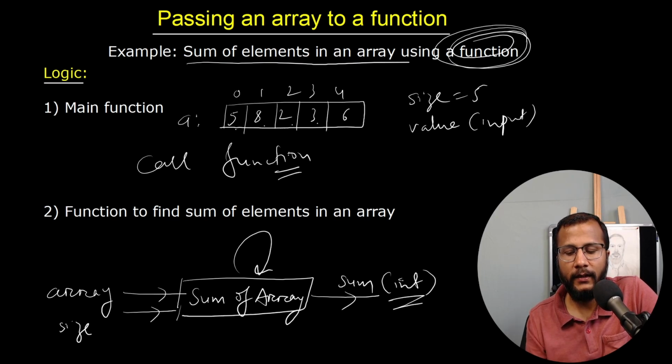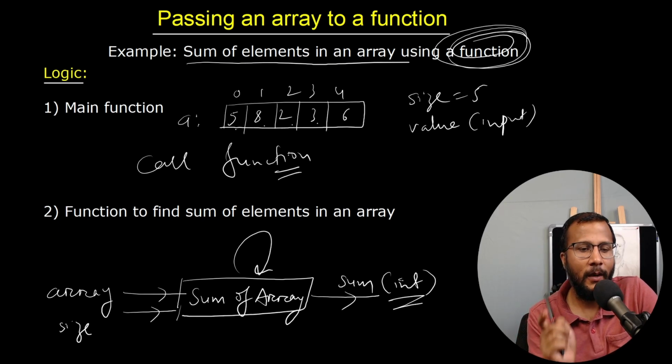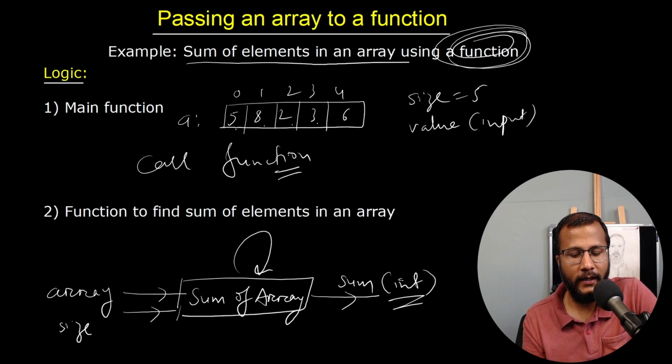So now, because I'm calling this function, I have to pass the array to this function, right? Because if this function has to take input, it has two inputs. One of the inputs is the array. So how do we pass the array to a function? We have already discussed this in one of the previous videos, but again, it's a revision for you all. To pass the array, you just have to give the array name.